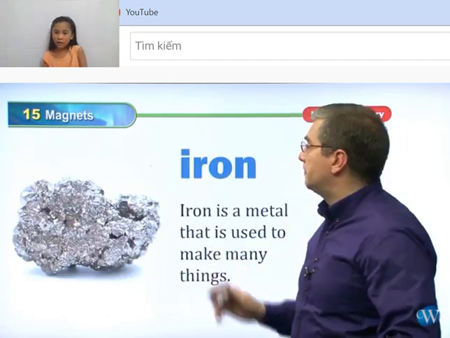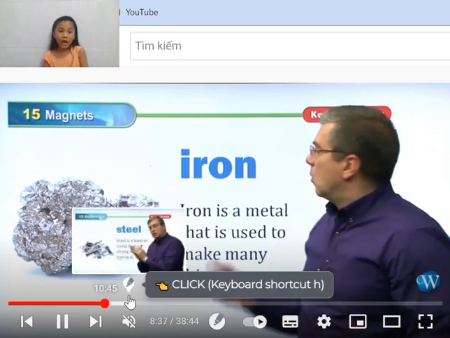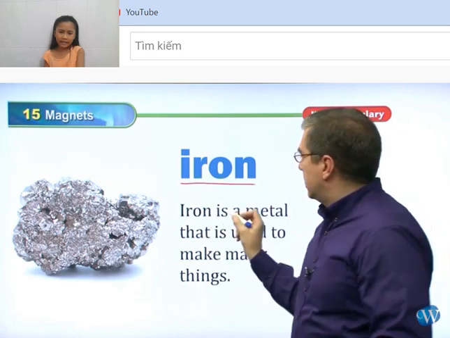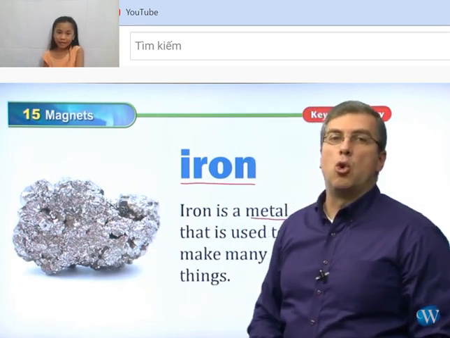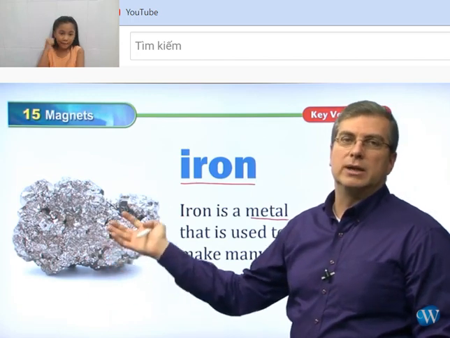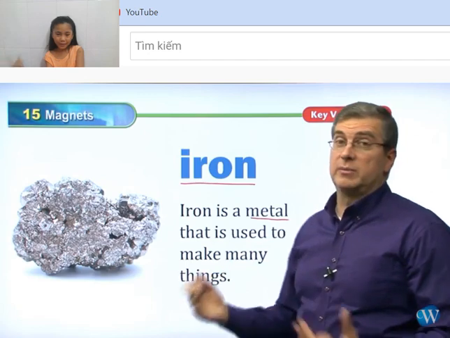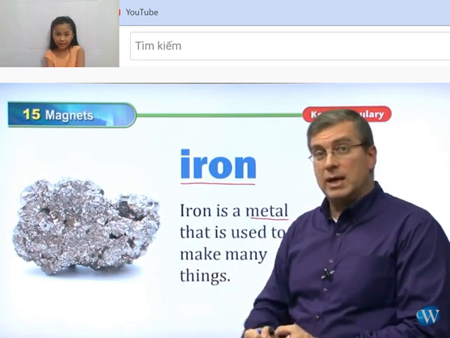The next word we have here is iron. What does iron mean? Iron is a kind of metal. It is one kind of metal that was used to make many things. Iron can be made into many wonderful things.